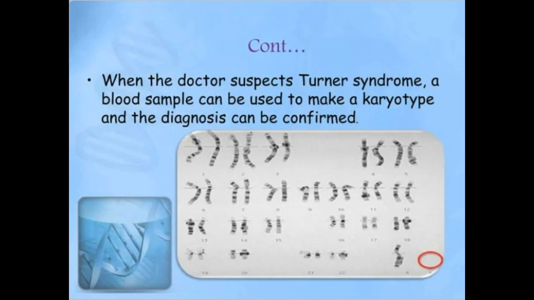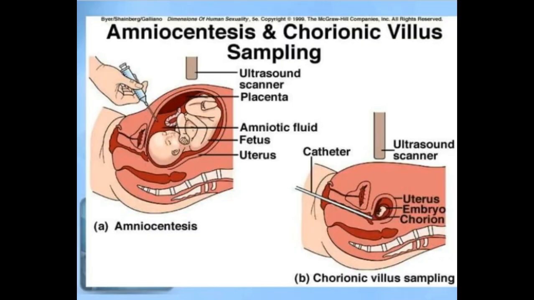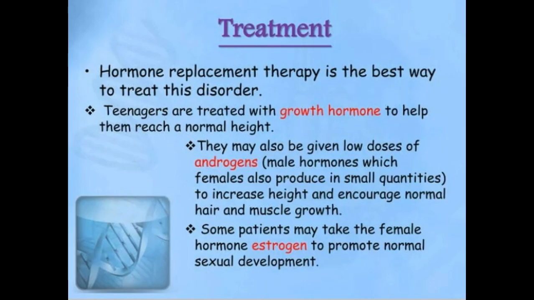When the doctor suspects Turner syndrome, a blood sample can be used to make a karyotype and the diagnosis can be confirmed. Turner syndrome may be diagnosed during pregnancy with chorionic villus sampling, CVS, or amniocentesis. Alternatively, an ultrasound can identify the disorder by its physical symptoms before the baby is born, signs of underdevelopment. Amniocentesis is basically a prenatal test that takes amniotic fluid from around the fetus in the uterus. The fluid is tested to see if the fetus has certain medical health conditions.